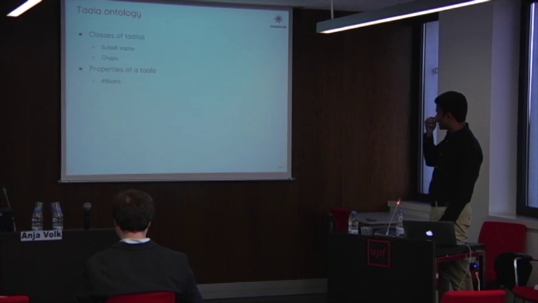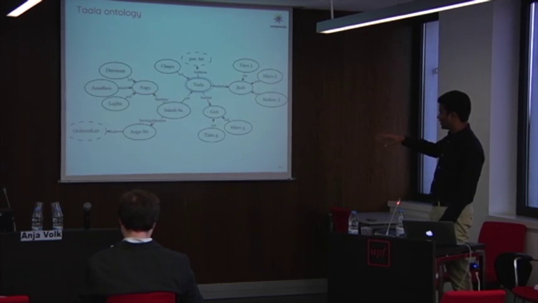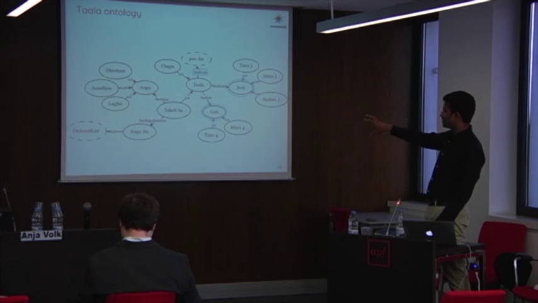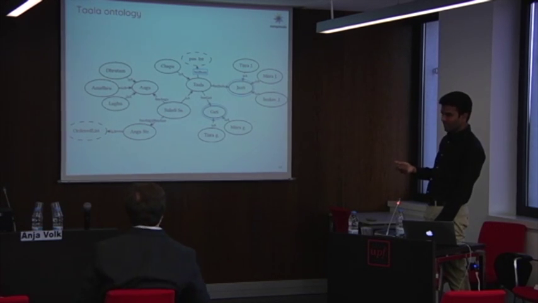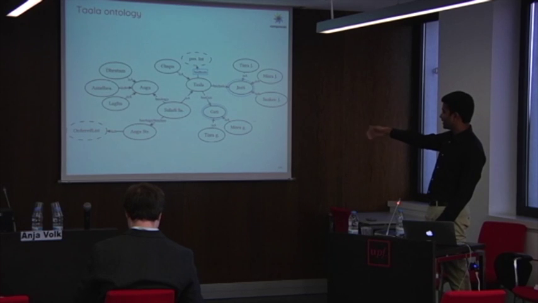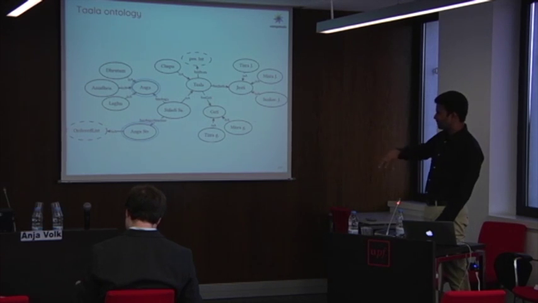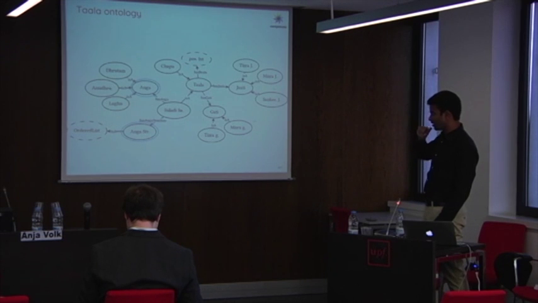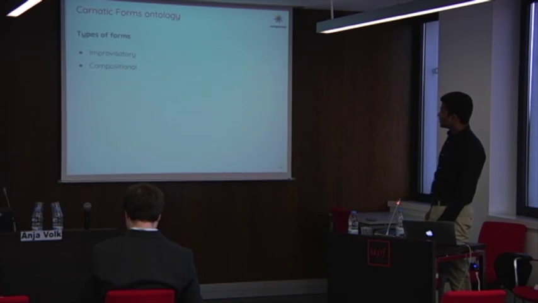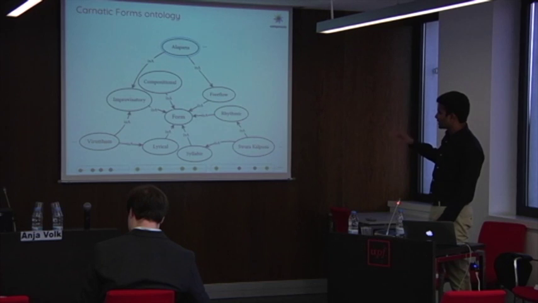And the first one is the Tala ontology. I'll just directly go to the ontology. So Tala has two classes, basically Suladi and Chapu Talas. And it has three properties directly defined on the class, which determine the number of time units it takes, jati, the speed it runs in, that's gati, and the number of beats it has. And Suladi Saptatalas are a specific form of talas which have further structure defined on them, and for this structure, we also use an ordered list to define that. And these are different types of forms.